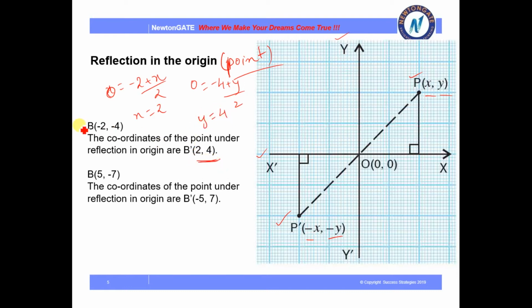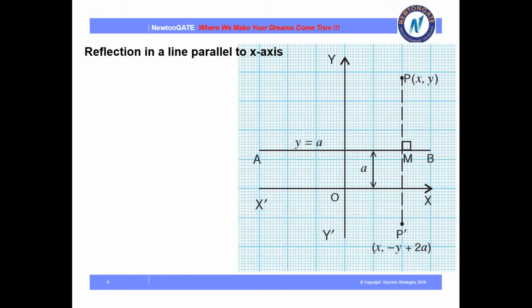So any point after reflection in the origin will become its negative. That is, if the point is 5 comma minus 7, then after reflection it will become minus 5 comma 7. I hope reflection in the origin is clear. Next we'll see reflection in a line parallel to the x-axis.